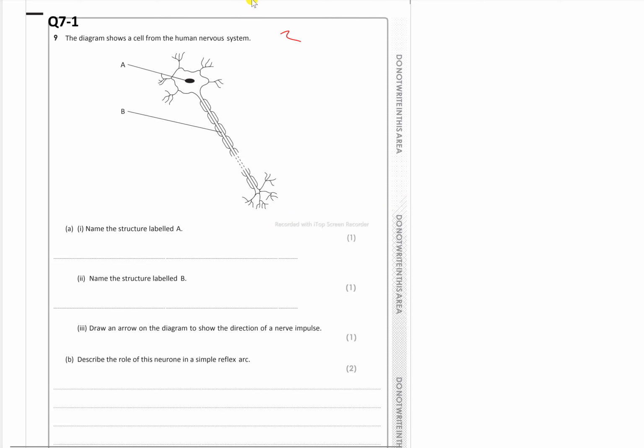Okay, so you've got a nerve cell here. Remember what we said? There's three: the sensory neuron, the relay neuron, and the motor neuron. We need to know how to draw them too, or the structure of them anyway.